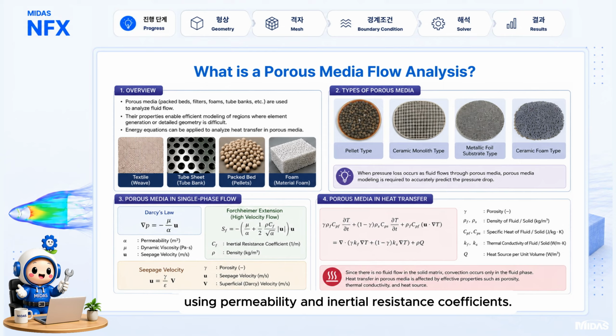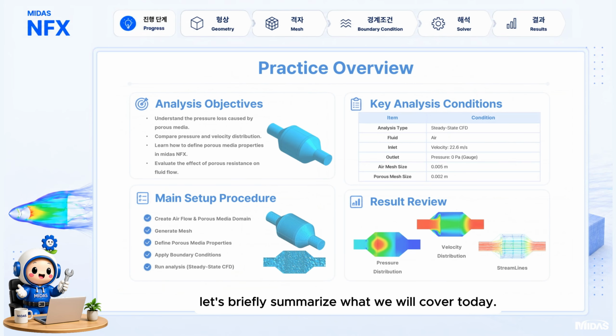and inertial resistance coefficients. For low-velocity flow, the pressure loss is described by Darcy's law. As the flow velocity increases, the Forchheimer term is added to account for inertial effects. Porous media models can also include heat transfer by considering properties such as porosity and effective thermal conductivity. Using this approach, engineers can efficiently predict pressure drop, flow distribution, and temperature distribution in complex systems without modeling every microscopic pore. Before we begin the practice, let's briefly summarize what we will cover today.